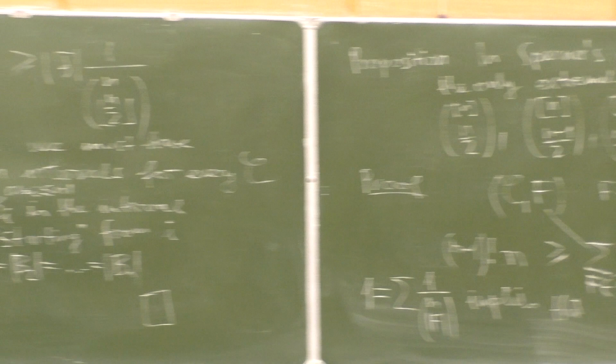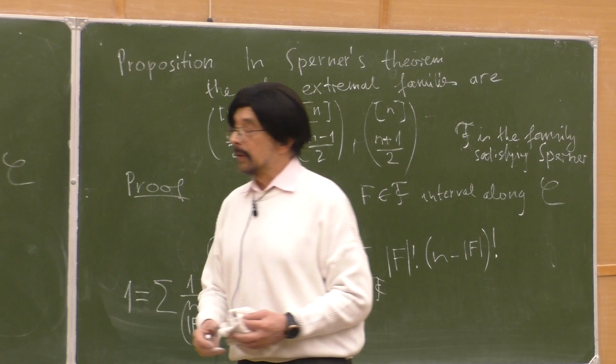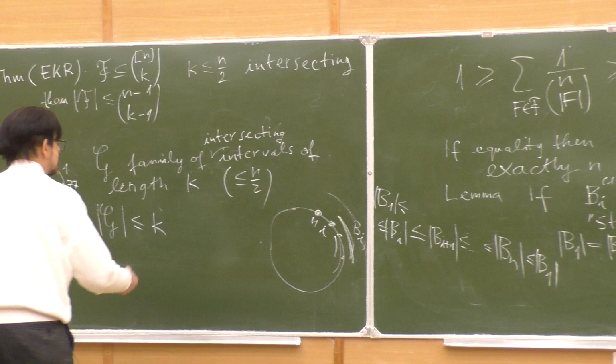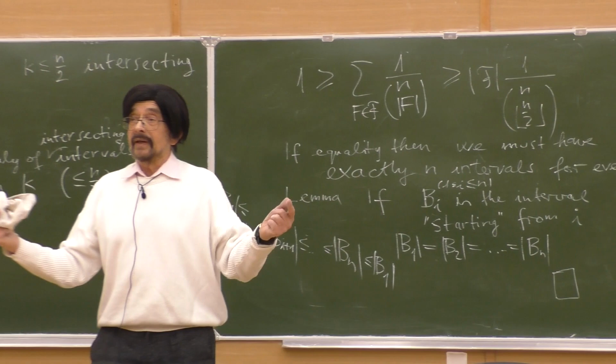So now we know that they are all equal along one cyclic permutation, but for different ones, we could have a different size. So by the lemma, we know that they are equal, but we take another cyclic permutation, then they can be different. So they are five, the other one, all the 10 element sets.